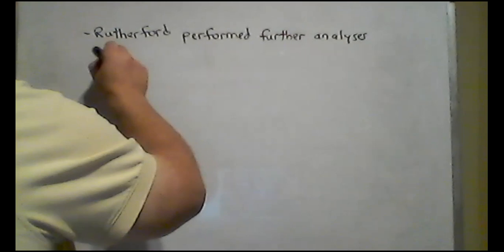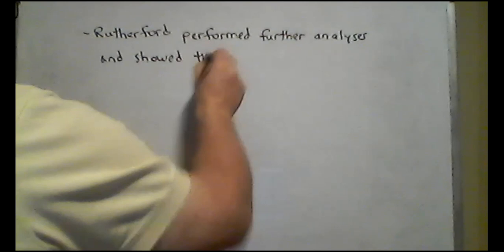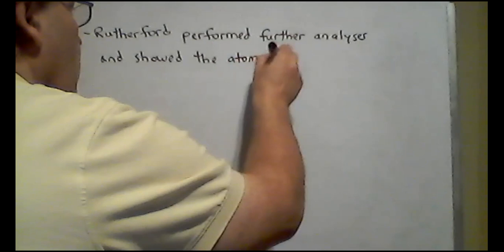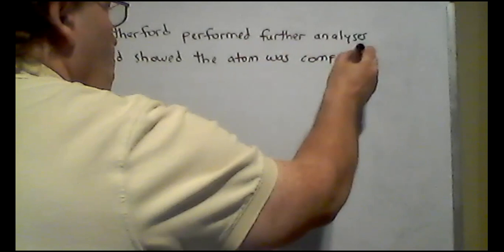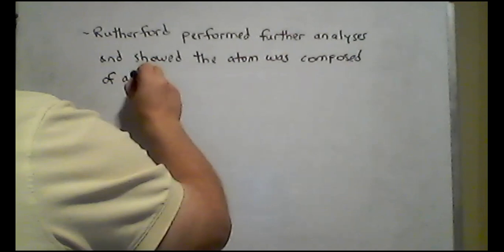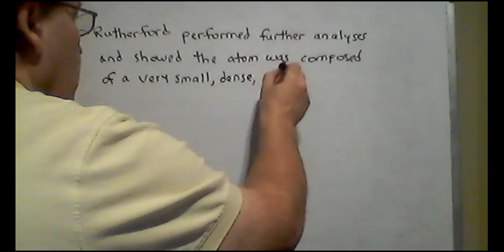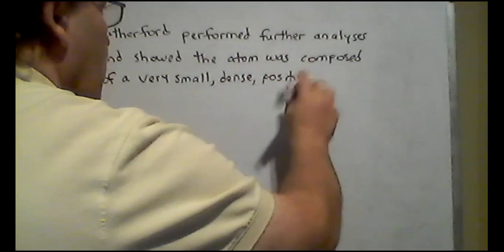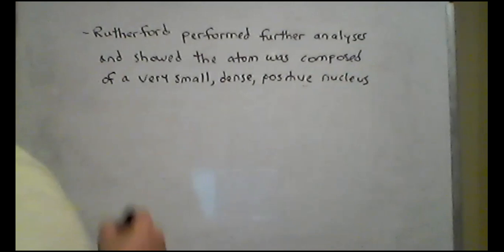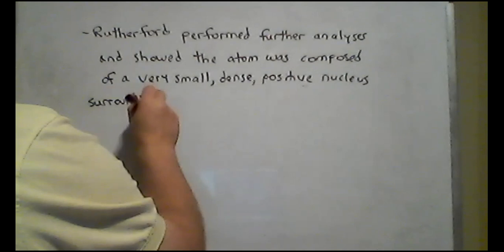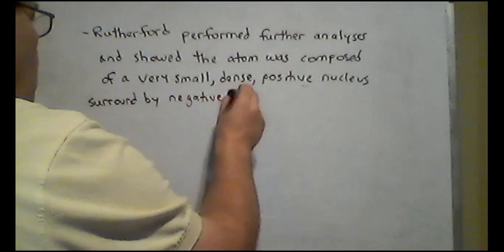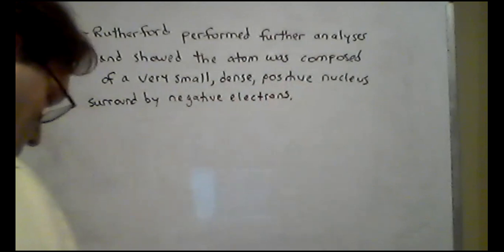He performed further analyses and showed that the atom was composed of a very small, dense, positive nucleus, surrounded by negative electrons. All right. And that's the only way you're going to have a head-on collision like this.